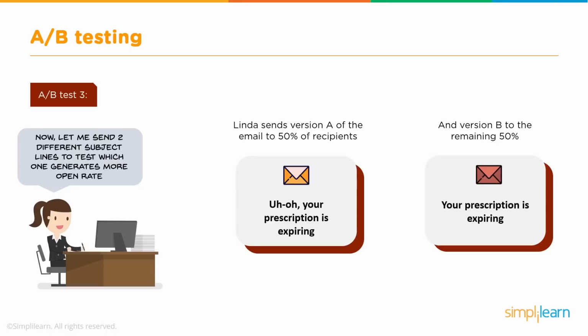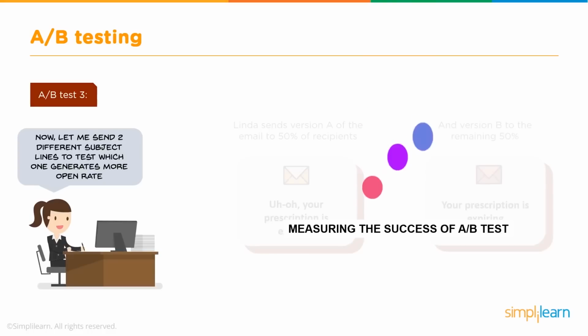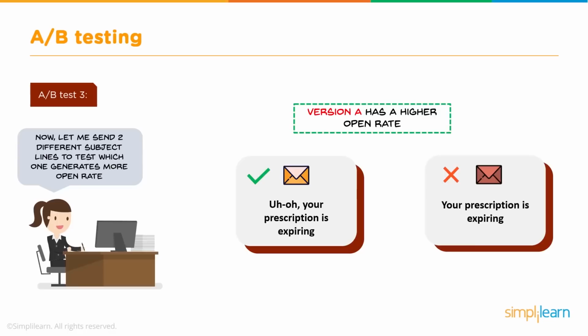Another example here. Version A again gets 50% with the subject line, "Your prescription is expiring." Version B, "Your prescription is expiring." You folks listening to this webinar right now, wonder which one you think will perform. Go ahead and put your comments right below this video. I'm curious what version of the subject line you would open. So let's go ahead and measure the success of the A/B test. Okay, so she sent the email out, 2 different subject lines. 50% got one subject line, the other 50% got the other subject line. And it just so happens version A.